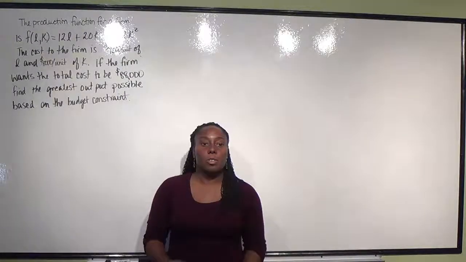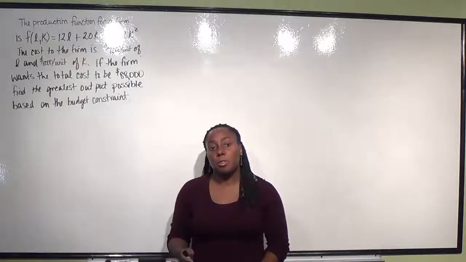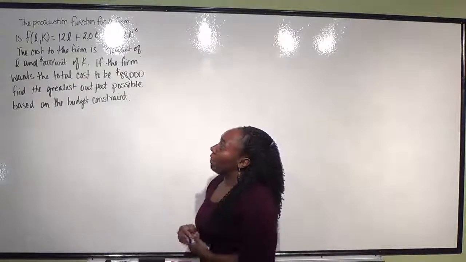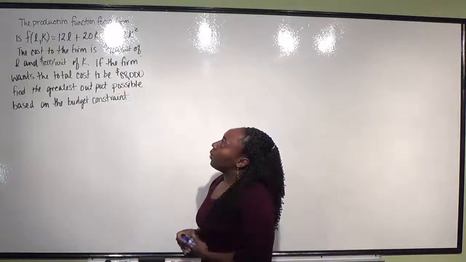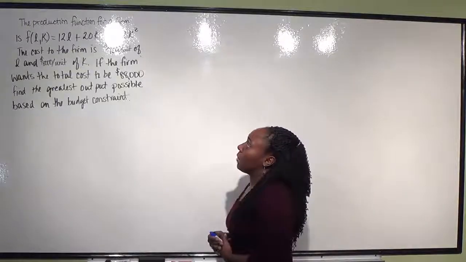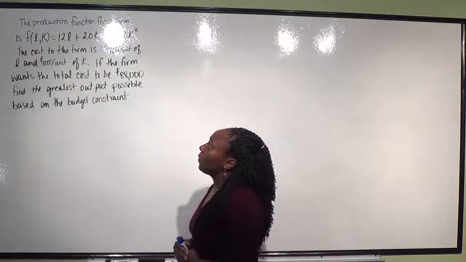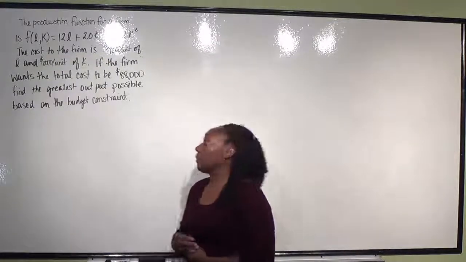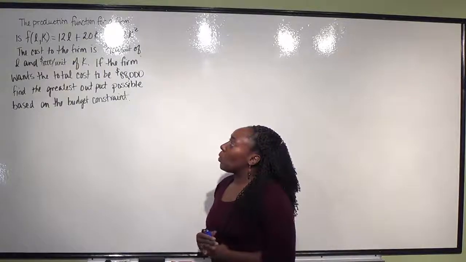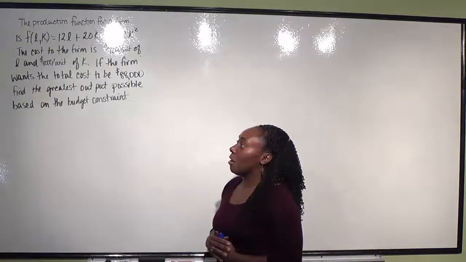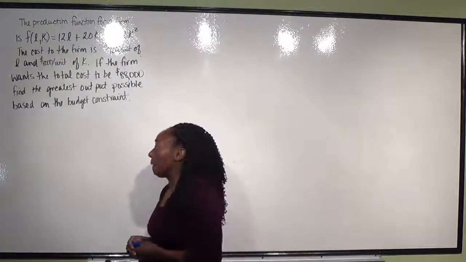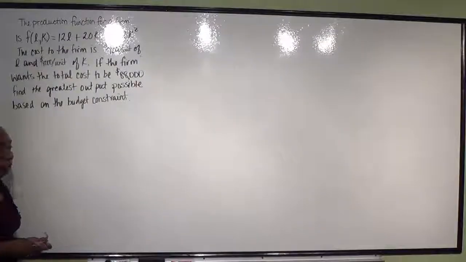We're going to set up a Lagrange equation so that we can find the optimal solution for the problem. Here we have a production function, f of L, K, equaling 12L plus 20K minus L squared minus 2K squared. The cost to the firm is $4,000 per unit of L and $8,000 per unit of K. If the firm wants a total cost to be $88,000, we want to find the greatest output possible based on the budget constraint. Okay? So here, we're going to start by setting up our functions.